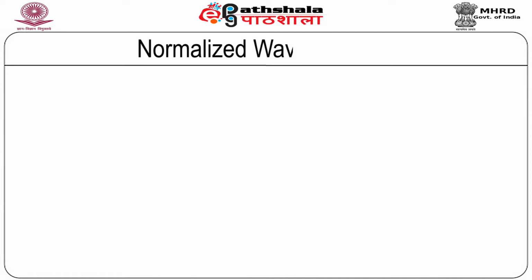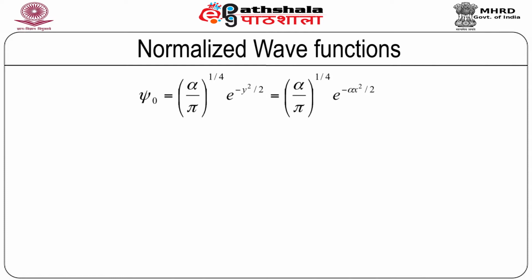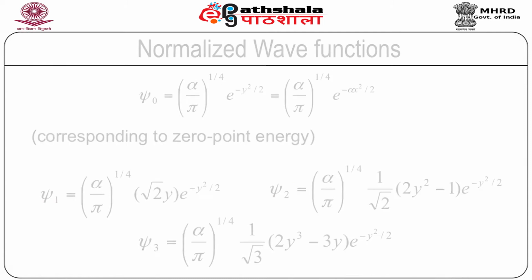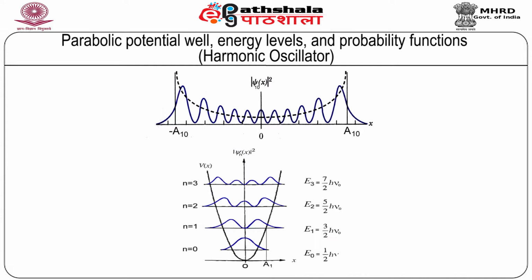So I told you how to find out the normalization factors. You can find out the corresponding wave functions, that is, corresponding to zero-point energy. You have the wave function psi 0, which is written on the screen, and then the subsequent wave functions psi 1, psi 2, and psi 3, which you can also see on the screen. Now this figure is important.